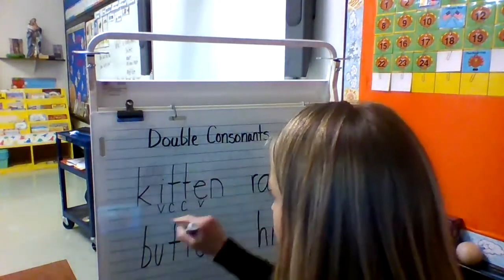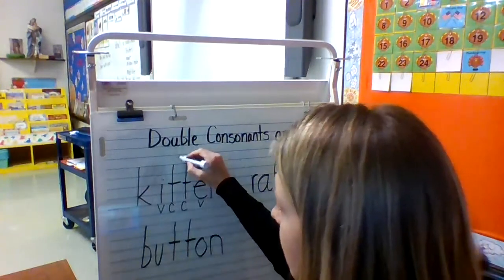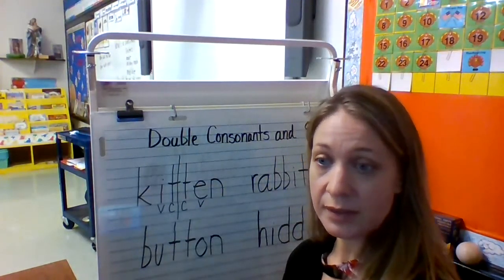Okay, so when I have kitten here, we have our two consonants. So I'm going to divide kitten into syllables where the double T is.